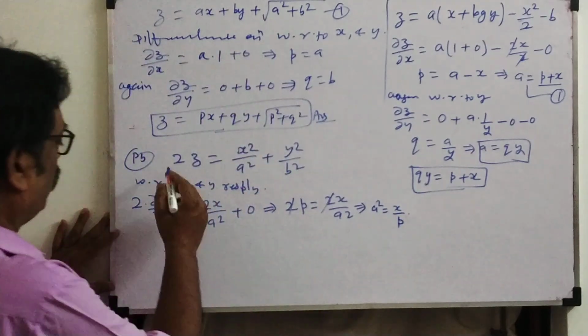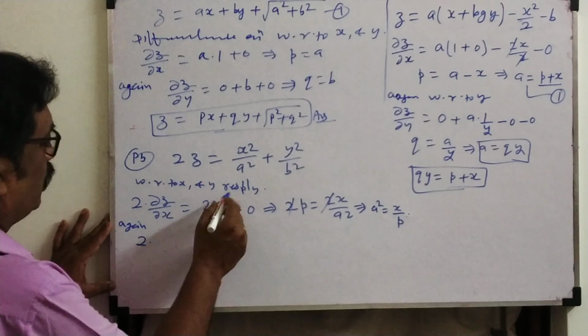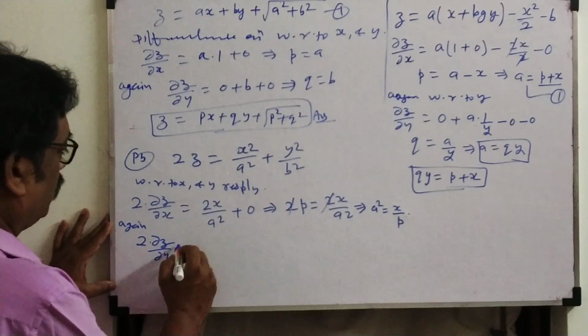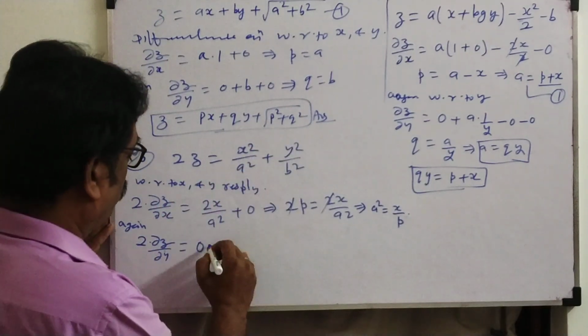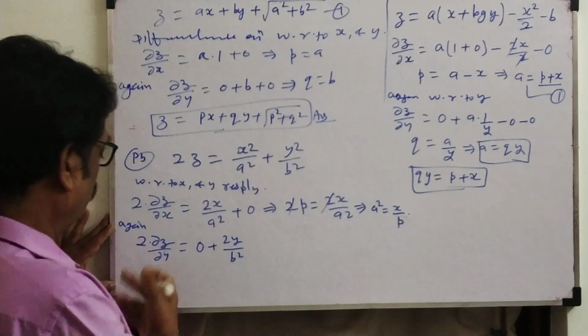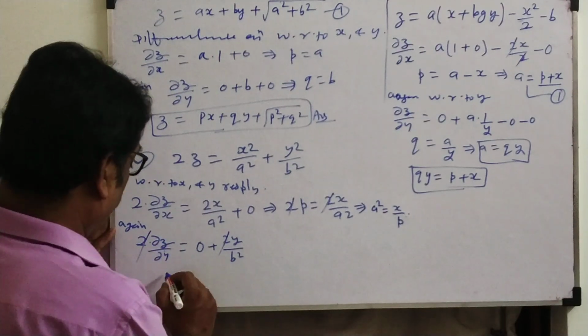1 we got. Now again differentiate with respect to y now. 2 dou z by dou y equal to what will come? This part will come 0, no x term. So plus 2y by b square. B is constant. So it will be here. Now here 2 gets cancelled. So what will we get here?